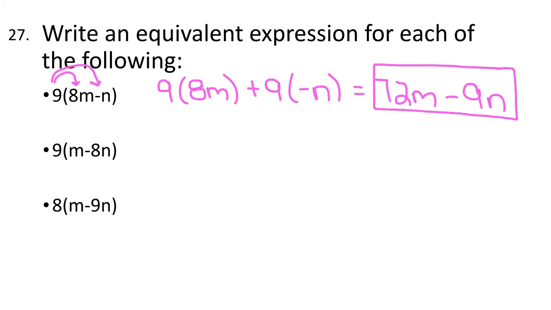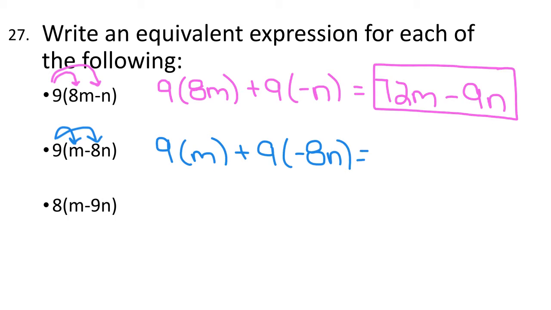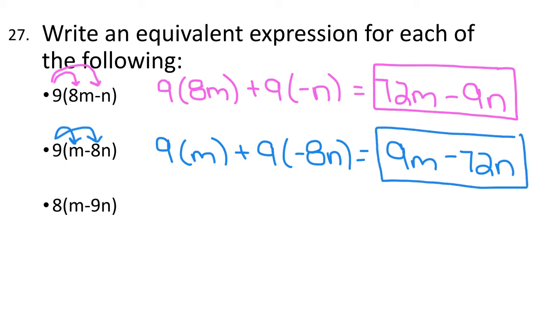On our next expression, we're going to take the outside 9 and multiply it to the terms on the inside. 9 times m, and then 9 times negative 8n. Well, 9 times m is 9m. 9 times negative 8n is negative 72n, giving me my equivalent expression.